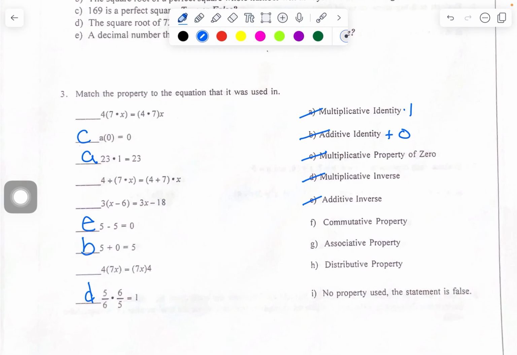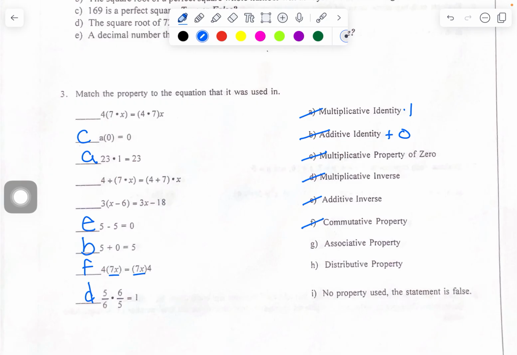Thinking back to our acting, remember the commutative property is when the numbers commute or the numbers move. So I'm looking for the example where the numbers are moving around. That would be the second from the bottom, letter F. This 7x went from being at the end of the problem to being at the beginning.